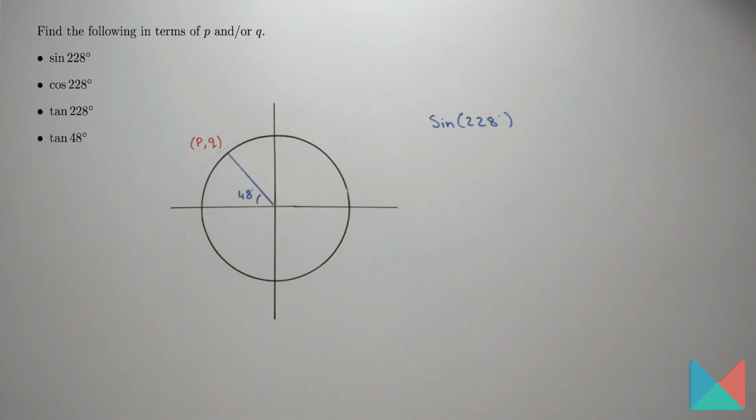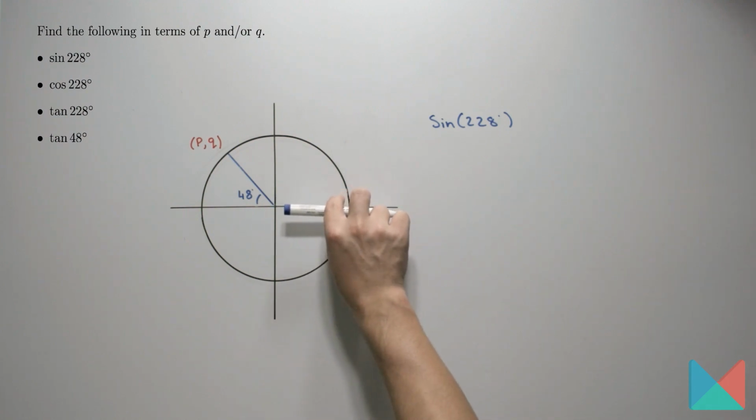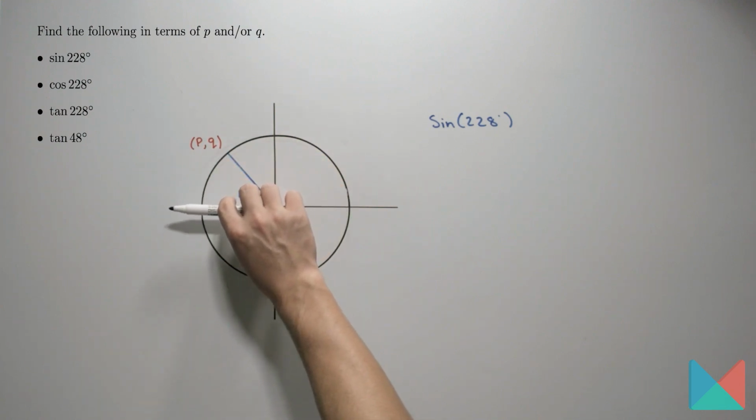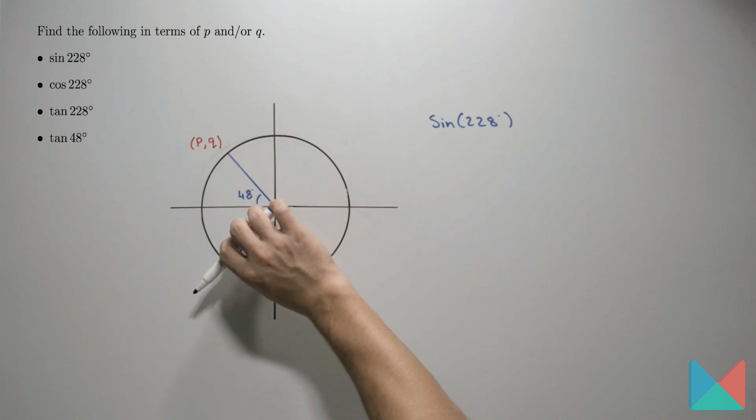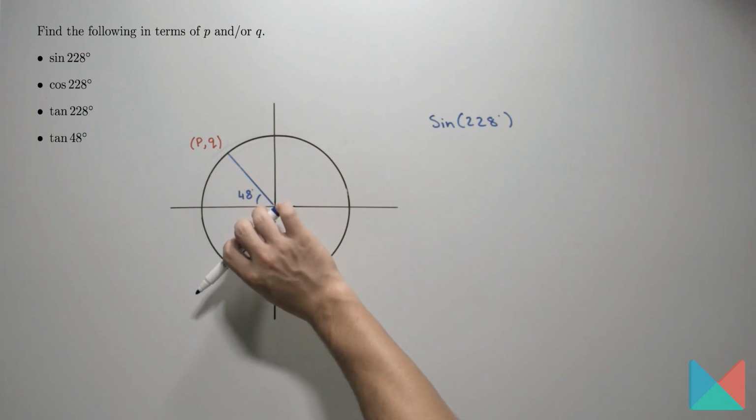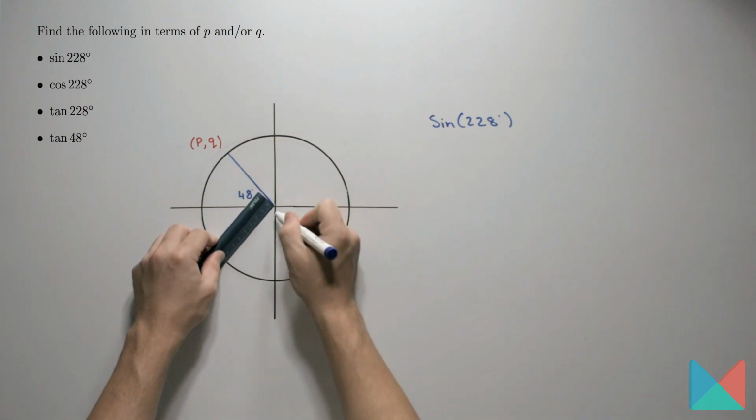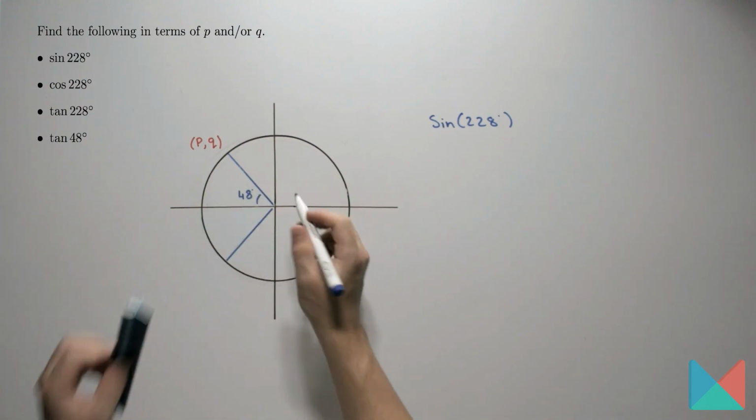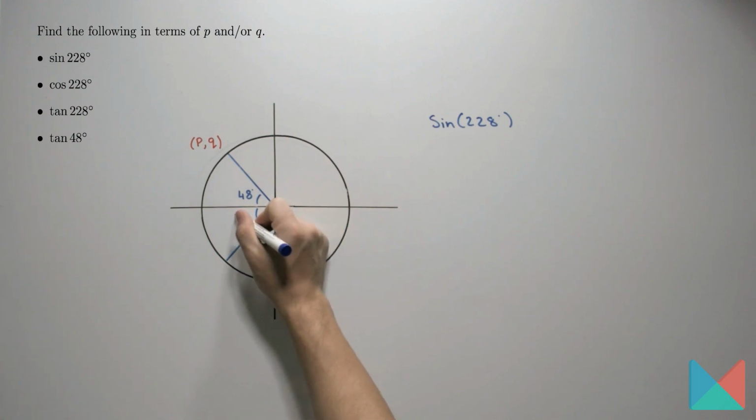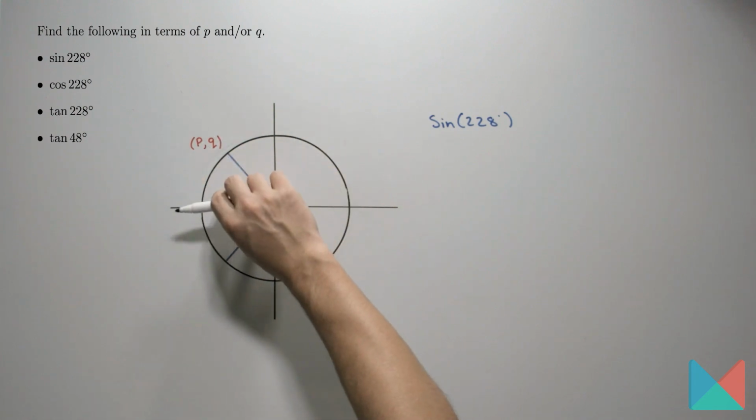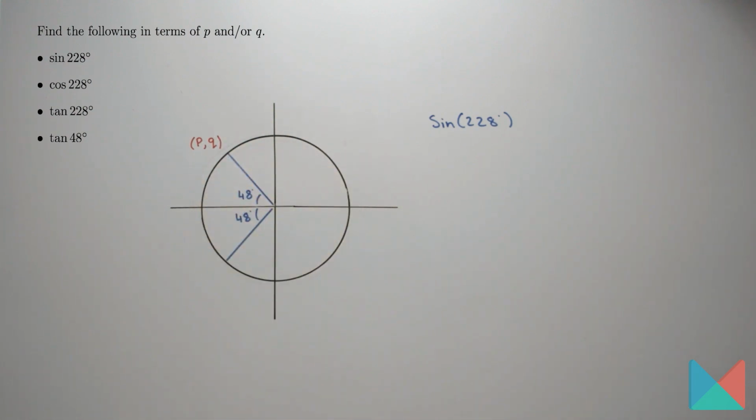So the first logical step would be to try to visualize our angle of 228 degrees on the unit circle. Starting on the positive x-axis where 0 degrees is, we're going to go around 180 degrees. And it turns out if we go 48 degrees more, we will get to our angle of 228 degrees. So let's mark in a rough sketch of what this may look like. And this angle here will be 48 degrees, where if we go around 180 plus 48, that gives us 228 degrees.